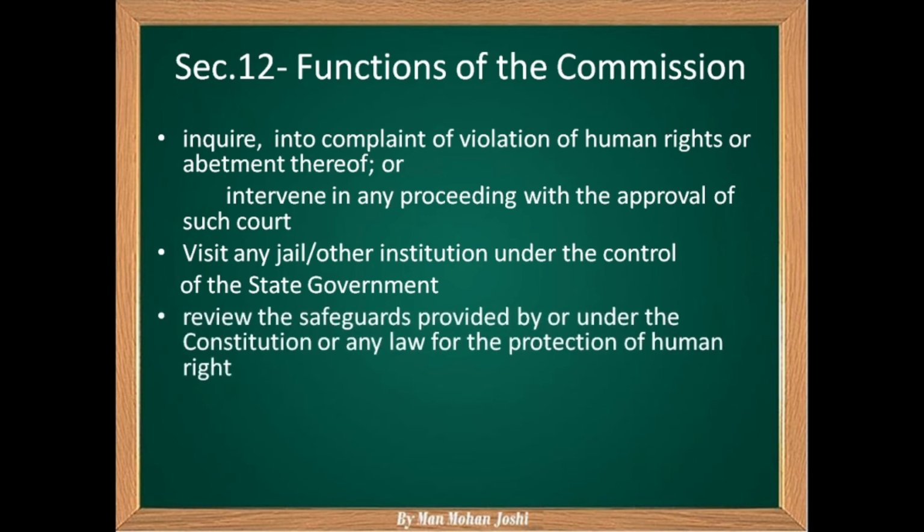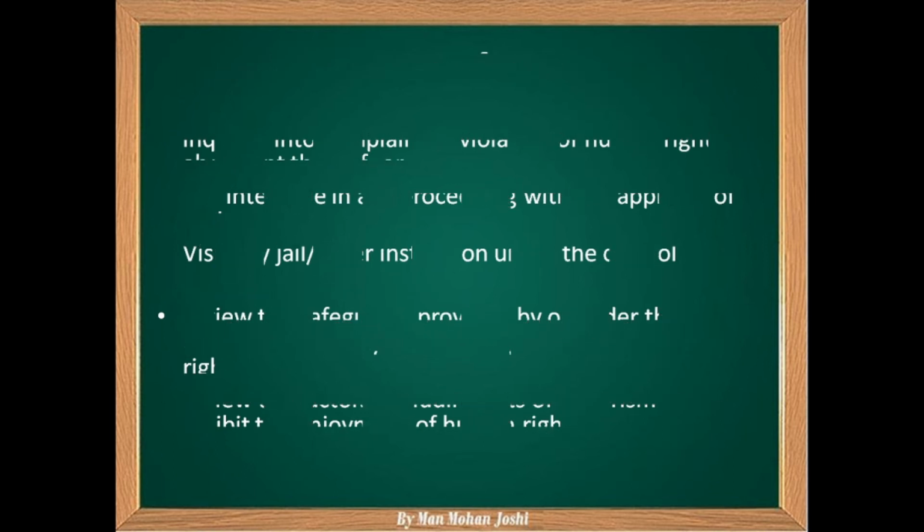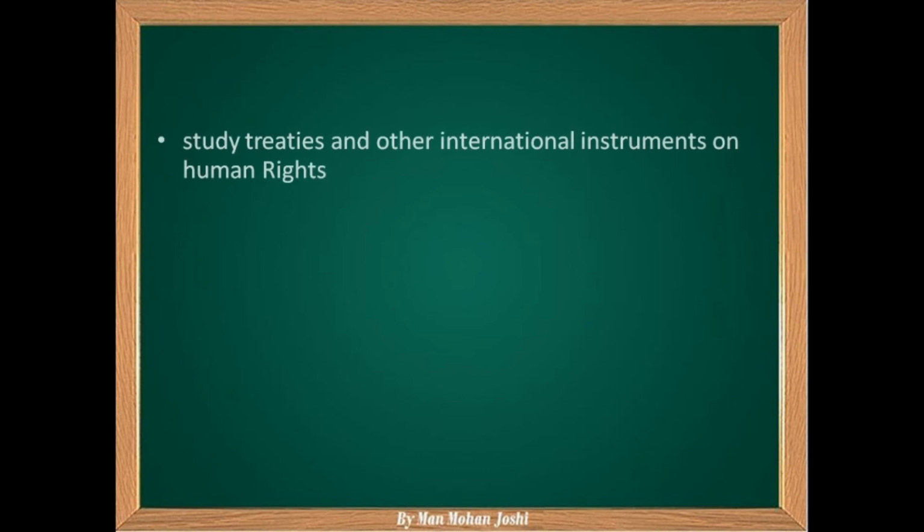The commission shall review the safeguards provided by or under the Constitution or any law for the protection of human rights. The commission shall review the factors, including acts of terrorism, naxalism, extremism, that inhibit the enjoyment of human rights. The commission shall also study treaties and other international instruments on human rights.